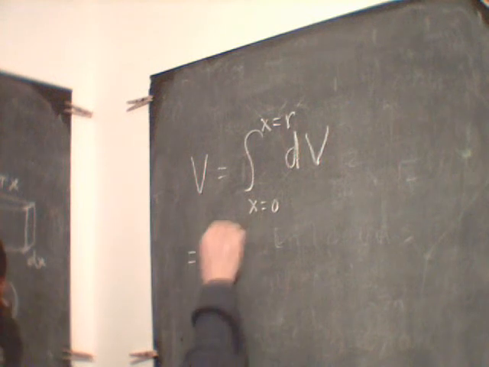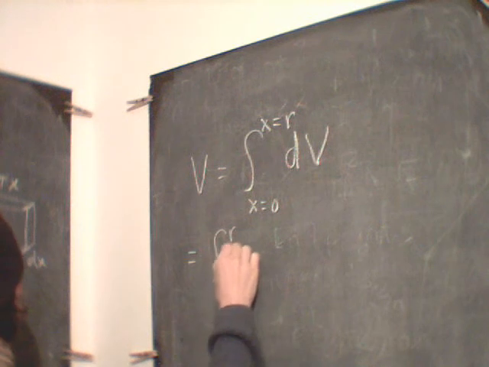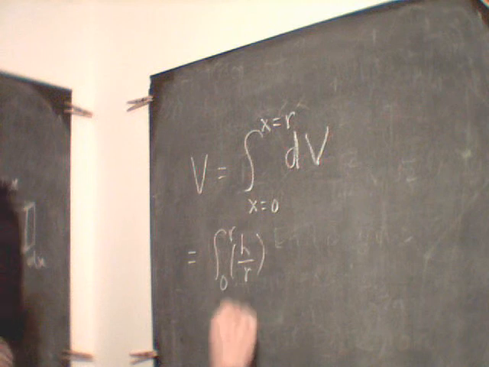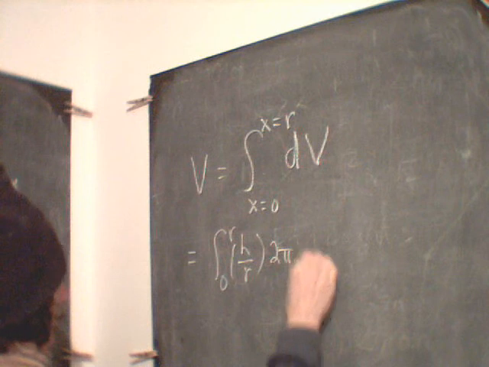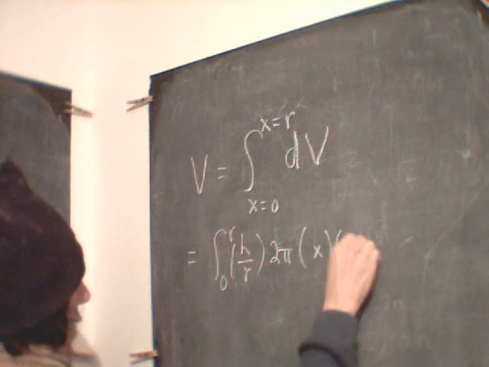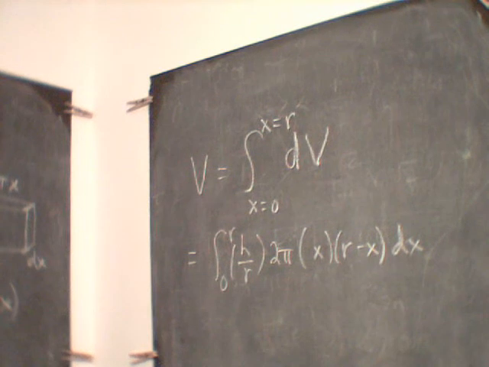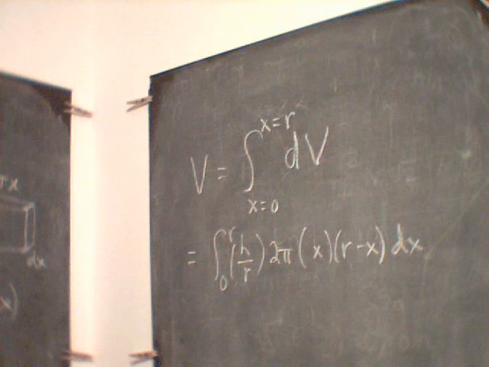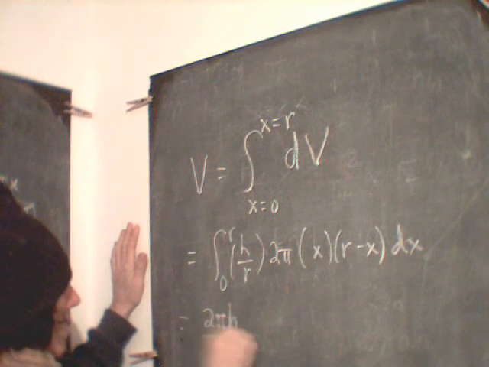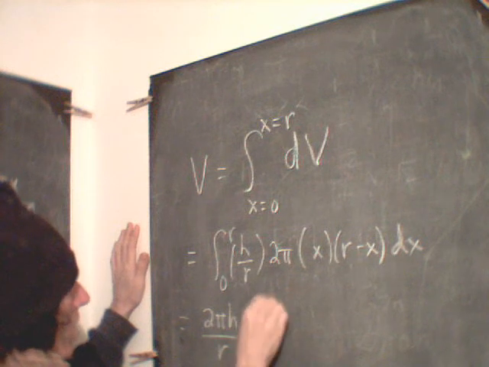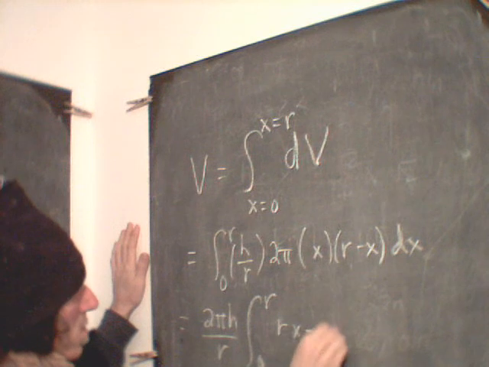We're going to plug that in and see where it takes us. So the integral from 0 to r of dv, which is h over r times 2 pi times x times r minus x dx. It does seem a little complicated, but hopefully it'll work itself out. So we pull the constants out, 2 pi h over r, and the integral from 0 to r of, now here we can just say, rx minus x squared.